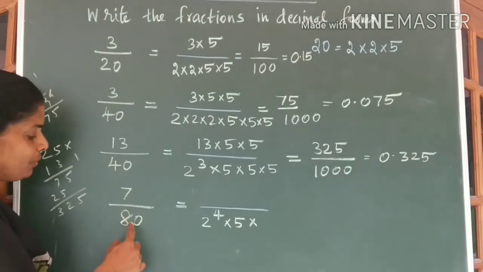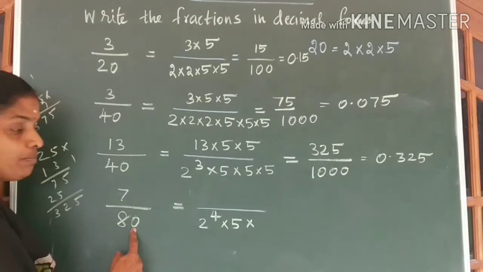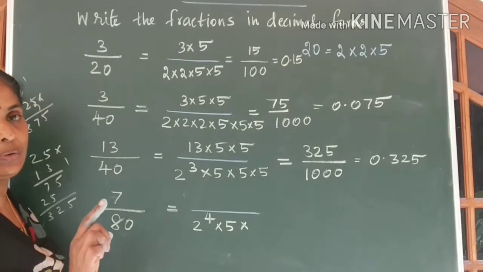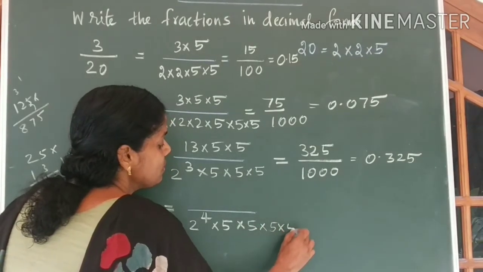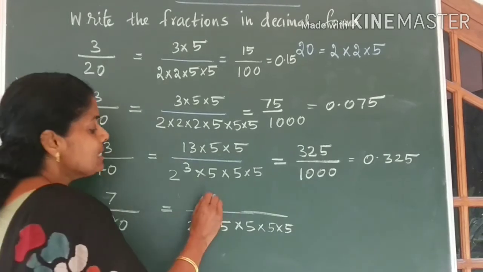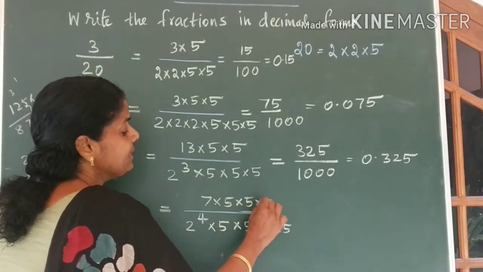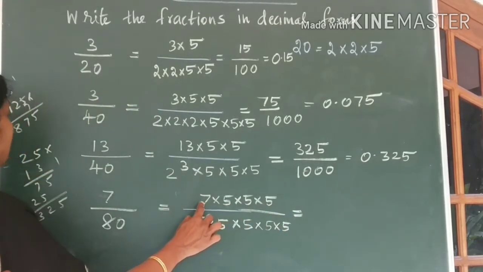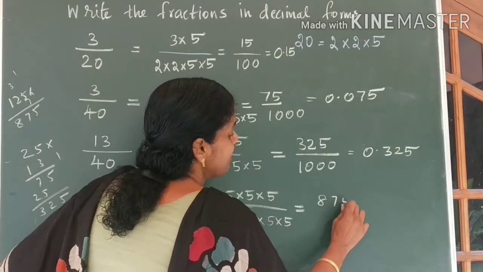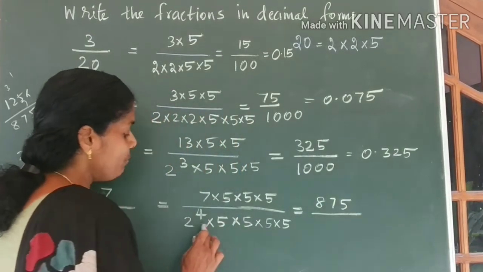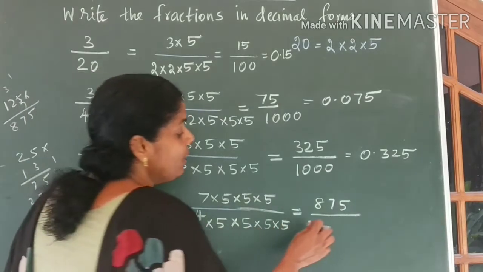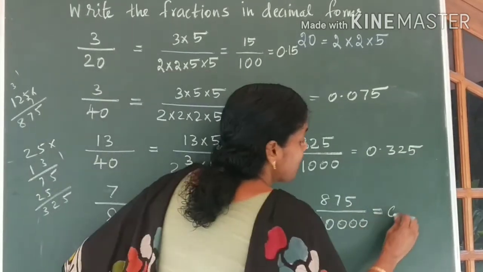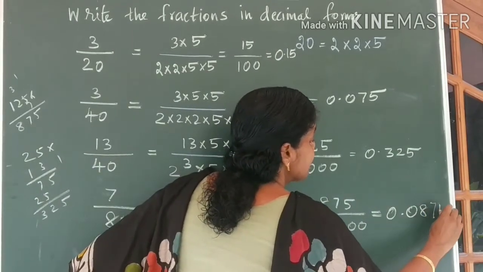Instead of 40, you have 80. 80 can be split as 4 2s and only 1 5. So, what do you have to do? Multiply 5s. So, what happens to the numerator? 7 is also multiplied with 3 5s. So, the answer: 125 into 7, which gives you 875 divided by... how many zeros do you have in the denominator? You have 4 zeros in the denominator. So, the answer is 0.0875.